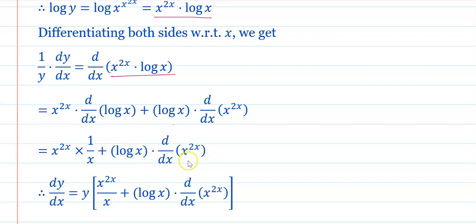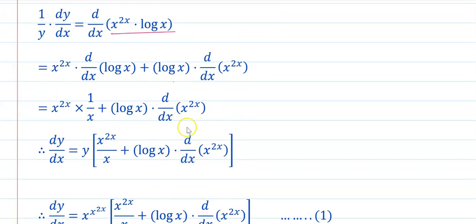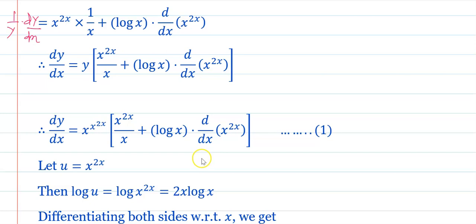To find out the derivative of x raised to 2x separately, we again have to take the log. Now the next, here we have 1 upon y into dy by dx, and hence dy by dx is equals to y in bracket x raised to 2x upon x plus log of x into d/dx of x raised to 2x. Okay, now we'll find out the derivative of x raised to 2x separately again.